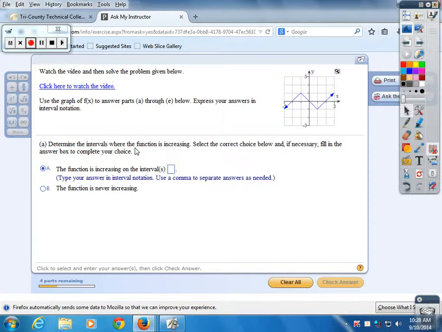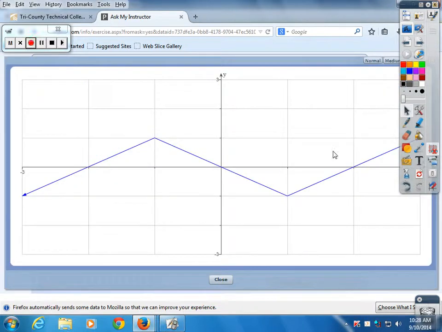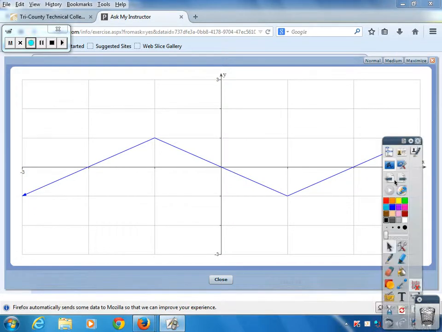Determine the intervals where the function is increasing. Select the correct choice below if necessary. Well, I'm just going to answer the question. I'm not going to go through it, and there's our graph. I can't get this out of the way, and I don't want to minimize it.